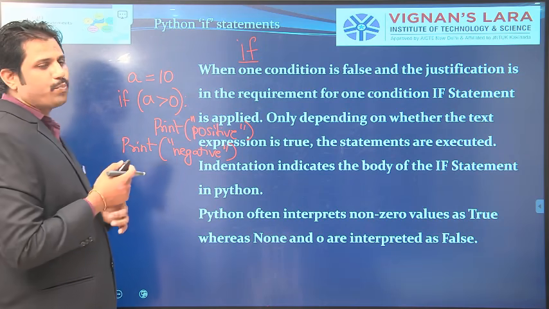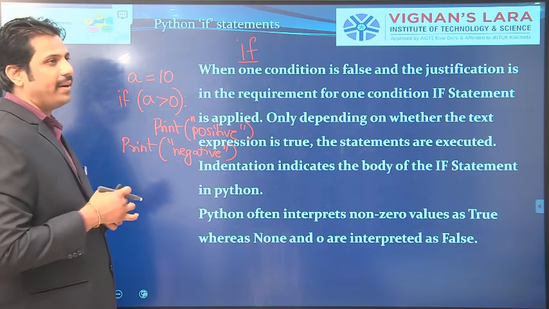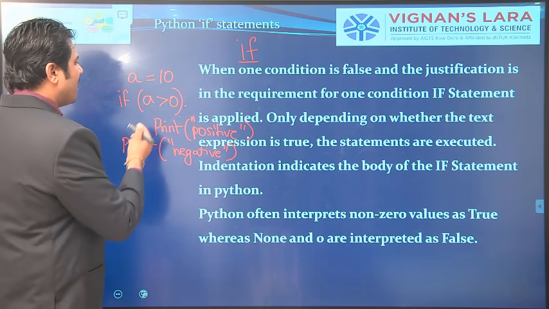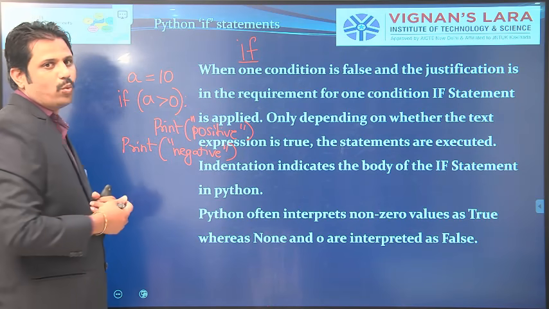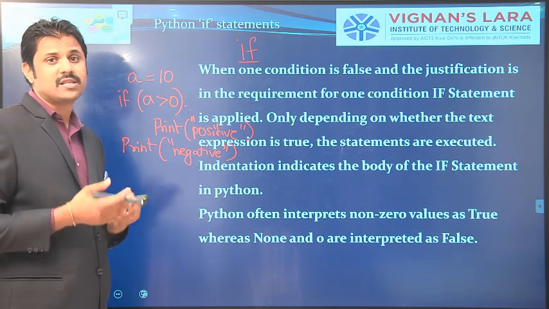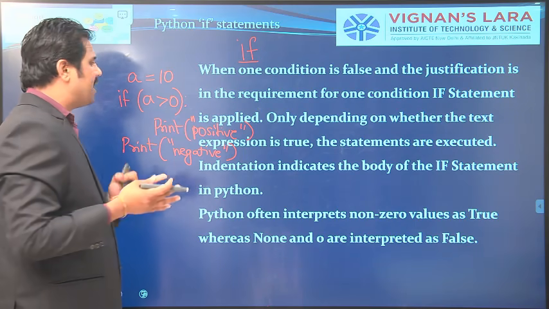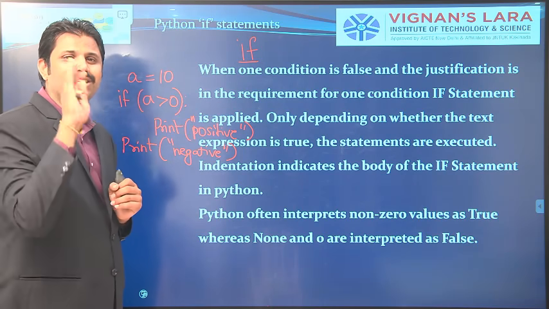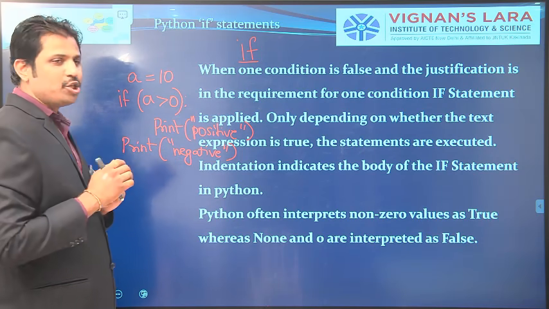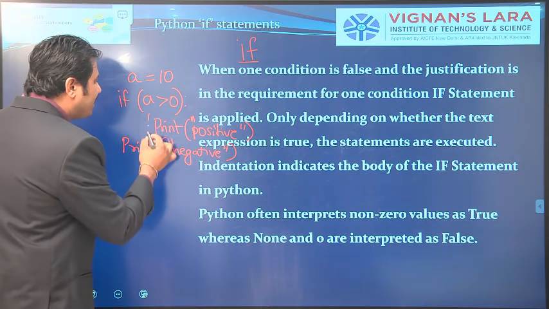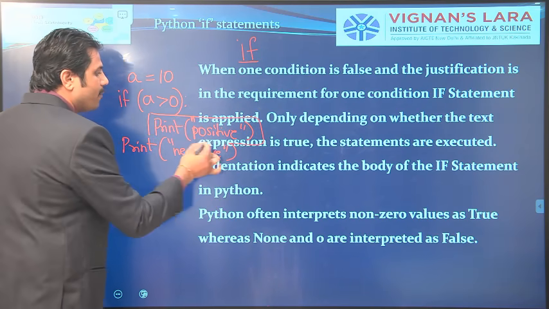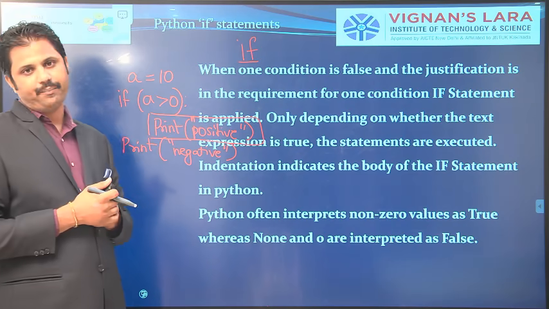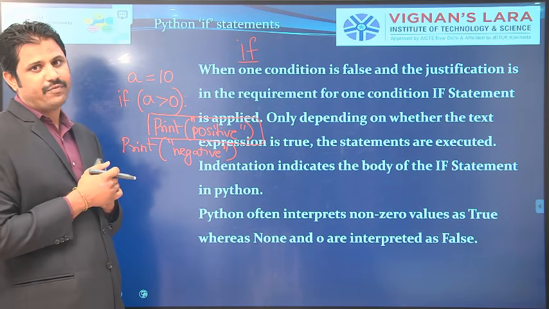Let us see what happens if you run this program. a equals 10, so a is 10. Is 10 greater than 0? Is the condition true or false? Yes, 10 is greater than 0, so my condition is true. If the condition is true, it goes to this if block. It is just like your C program, but the syntax is different.